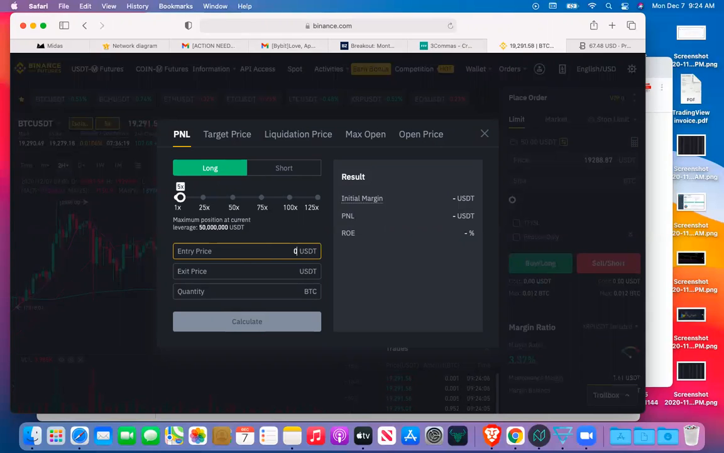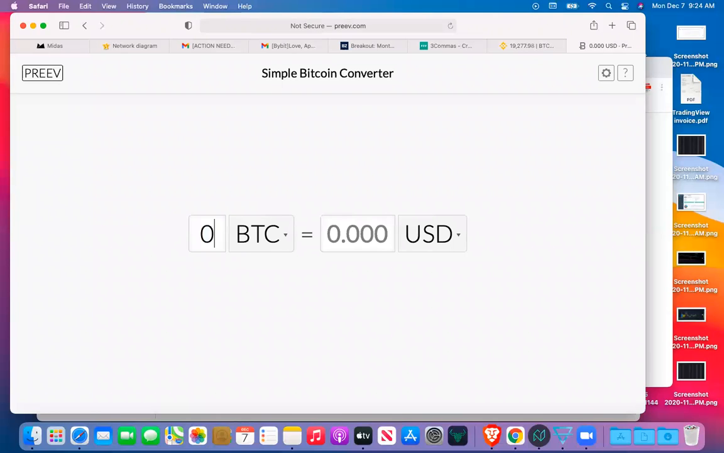It's a BTC USDT. Okay, let's see. Now I want to enter long on BTC. Let's say at 19,240, and I say I want to exit at 19,500. BTC volume 0.005. Okay, so 0.005 will be how much? That's about $96. Okay, so $96.